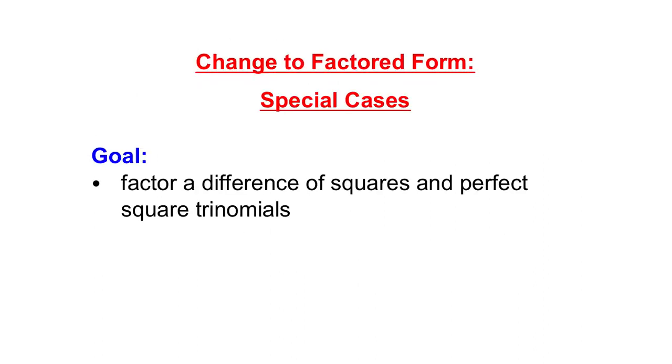We're still talking about how to change to factored form. If you start with standard form, you can turn it into factored form. But we're going to focus on special cases of factoring. So we've looked at common factoring, we've looked at simple trinomials, and we've looked at complex trinomials. Now we're just going to finish up with a few special cases of factoring. We're going to factor a difference of squares and perfect square trinomials. So we'll talk about what those are and how you can work with those.